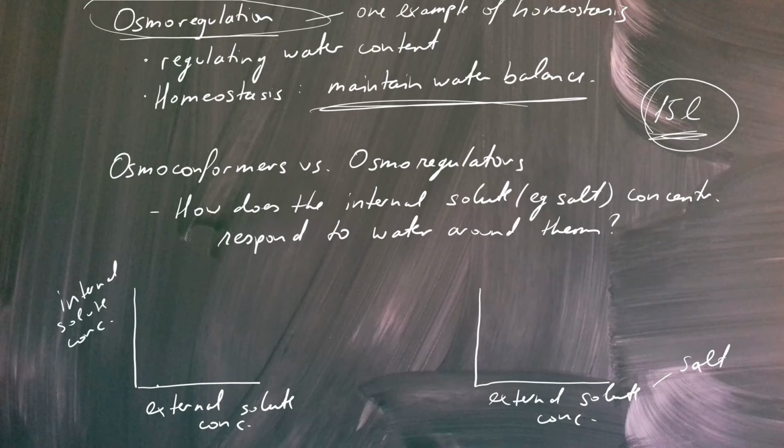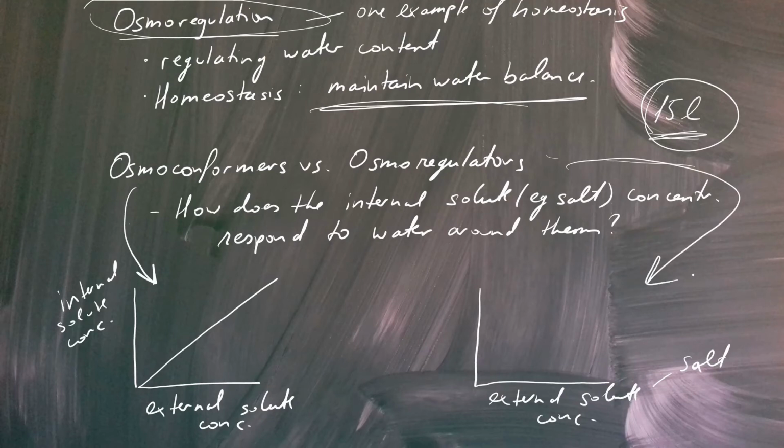In the first case it looks like this. When the external solute concentration goes up, then the internal solute concentration also goes up. So it fluctuates, it goes along. These are called the osmoconformers. I'm just going to draw an arrow here. If this organism is swimming in a high salt concentration environment, then its cells will also have a higher salt concentration. And that's fine.